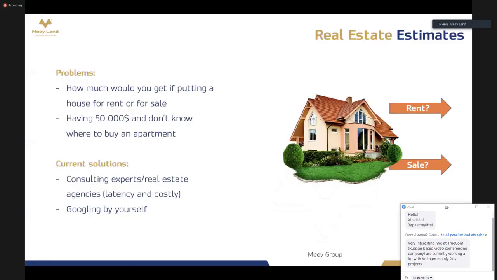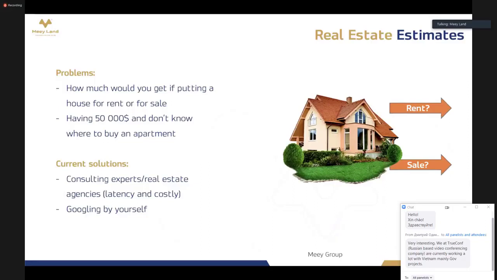is to consult some experts, or you go to real estate agencies, you give the detailed information about your house, and then you wait for 1 or 2 days, and you get the answer: if the house is put for rent, you get that money, and if for sale, you get that money. In that case, you have to pay some money to get that information. Or you can try to find that information by yourself.